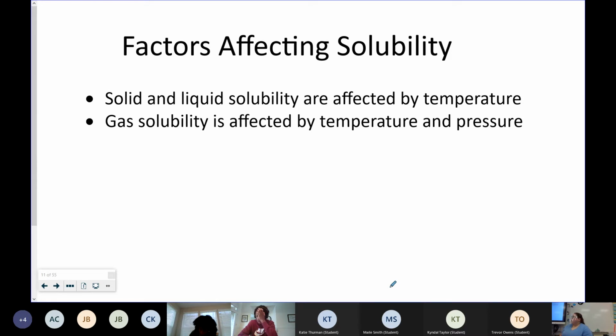We can also deal with solubility of gases. Gas solubility is going to be affected by temperature and pressure. We skipped gas laws this time around. But with gases, remember the particles are far apart, spreading and moving very quickly. One thing that you'll notice is gases tend to be more soluble at lower temperatures, whereas everything else tends to be more soluble at higher temperatures. I'll show you that when we get to our solubility curve as well.